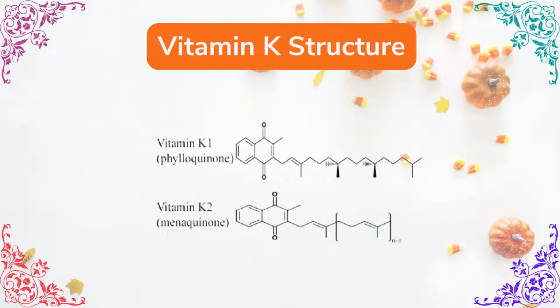So for the vitamin K structure, you can see that there's a benzene ring, you can see the ketone groups, the double bonds, and also the methyl groups. These are the two structures of vitamin K, the phylloquinone and menaquinone. Let's move on to the next slide to talk about the sources of vitamin K.